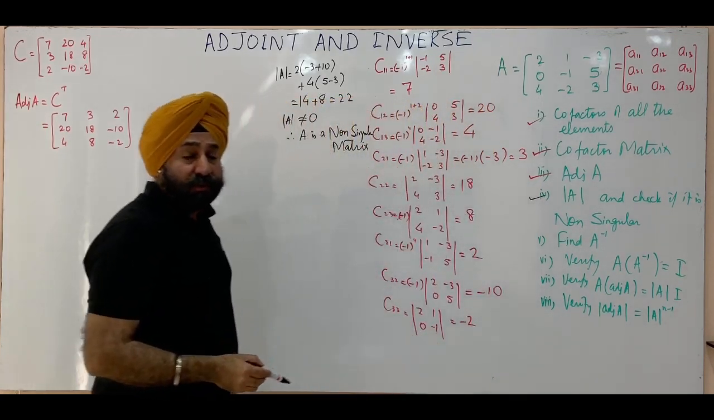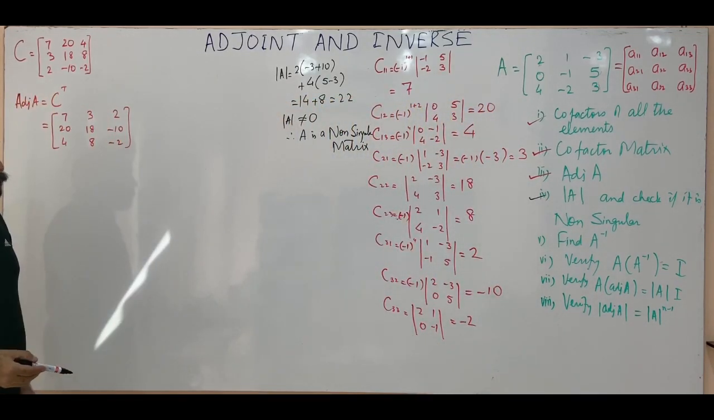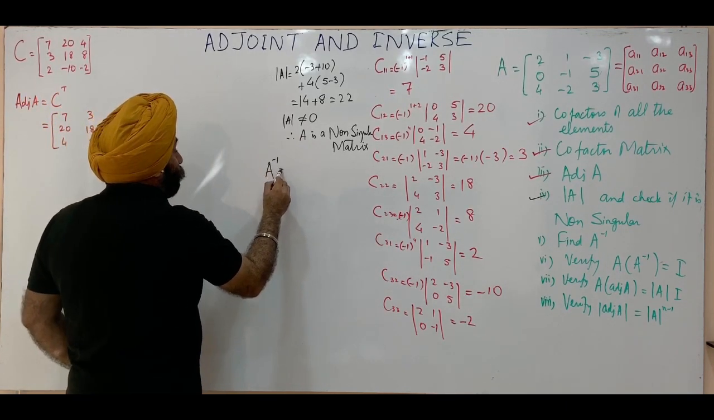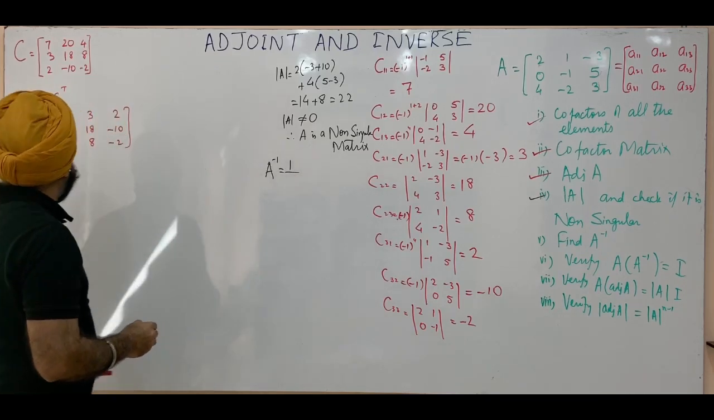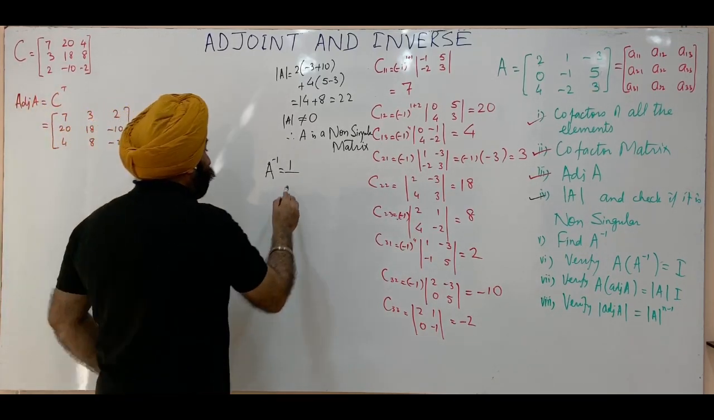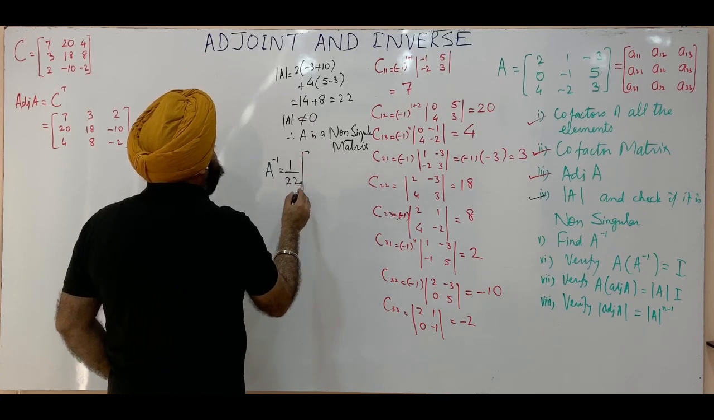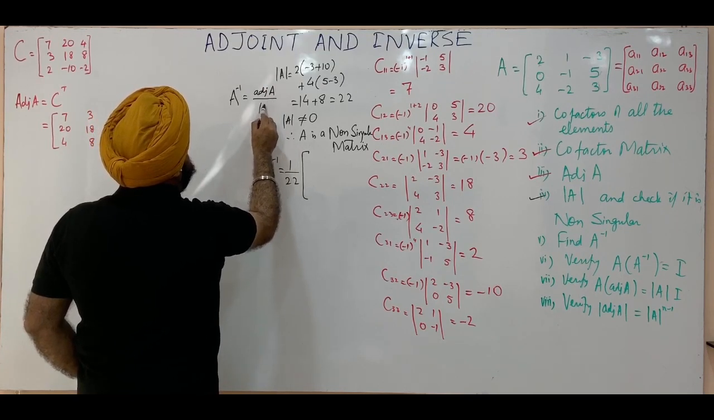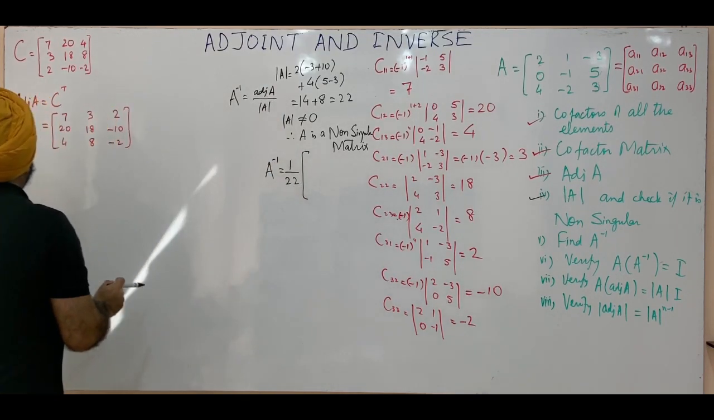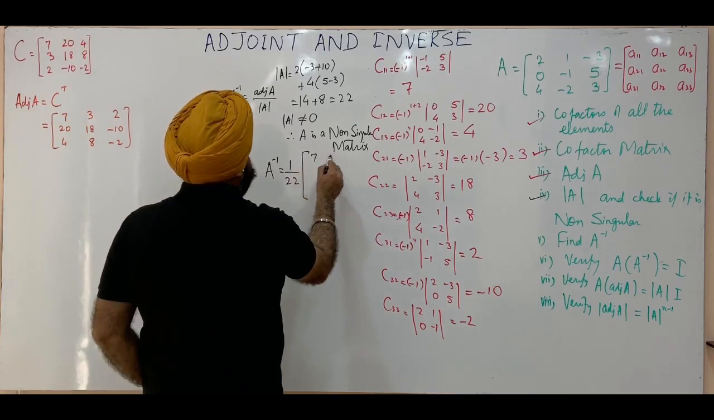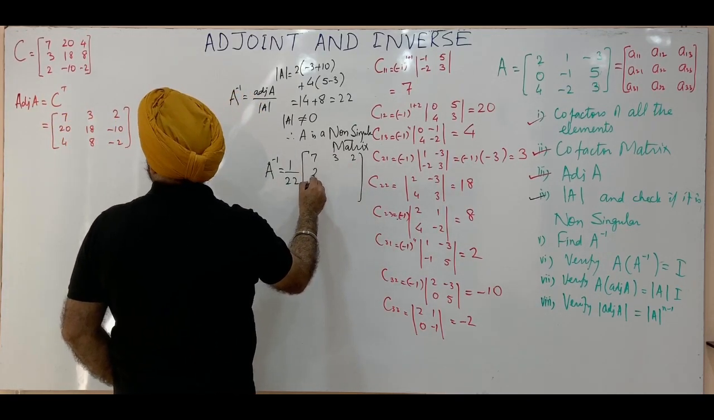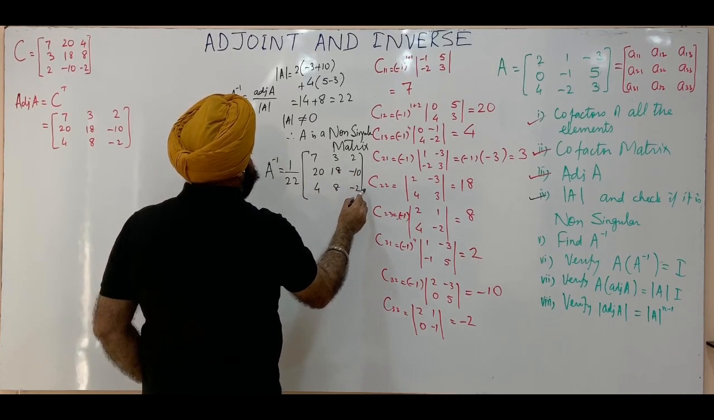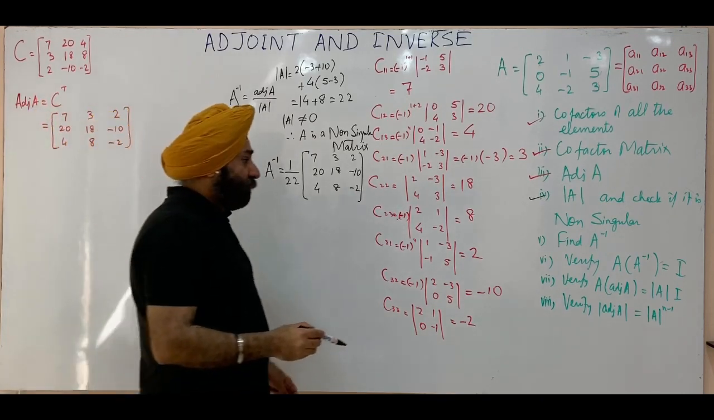What about the inverse of A? A inverse is, we know, the adjoint of A upon the determinant of A. So A inverse is 1 upon the determinant, which is 22, into the adjoint of A. Let's rewrite. A inverse is the adjoint of A upon the determinant of A. This is the determinant of A. This is the adjoint of A: 7, 3, 2, 18, minus 10, 4, 8 and minus 2. So this is the inverse of A.